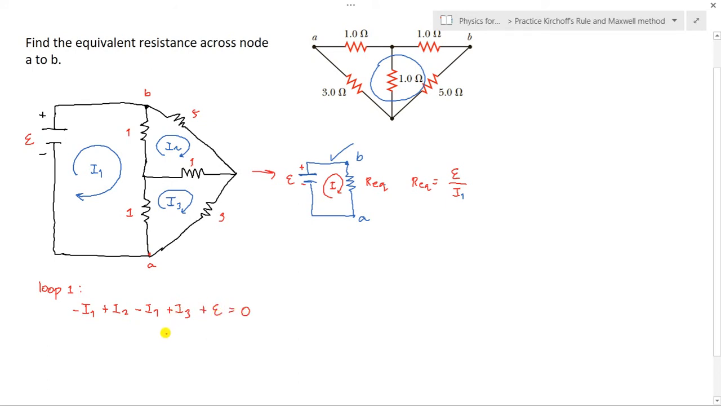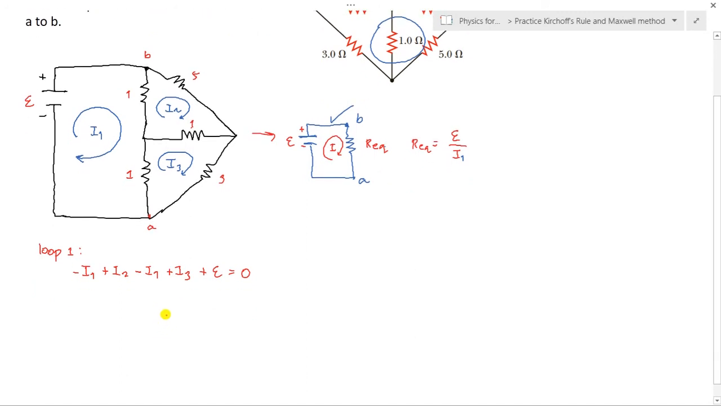So we are going to arrange this in terms of I1, I2, and I3. So we have negative 2I1 plus I2 plus I3 is equal to negative E. So this would be our equation 1, for loop 1. Again, why is it positive E there? Because it goes from negative to positive at E. So that's why we have positive E.